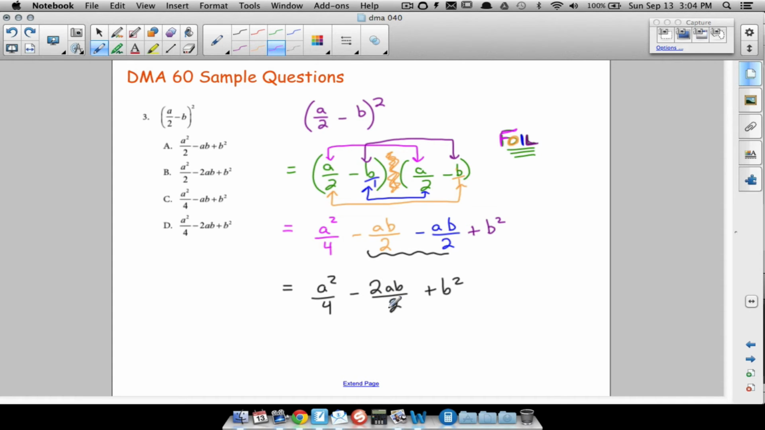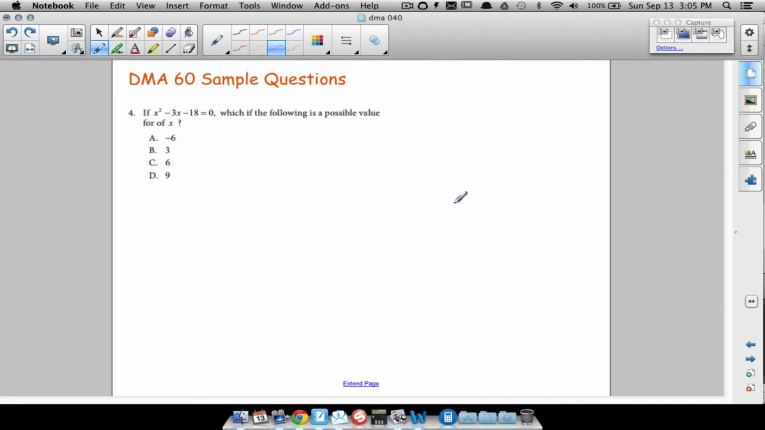And now you may be looking for your answer to match up here, but look at this 2 over 2. We can cancel those out. So we actually do have one more step here. And our final answer will be a squared over 4 minus, we have just ab left. And the reason why is because this is like 2 times something, all divided by 2. We're multiplying by 2 at the top, and we have a 2 at the bottom. There's no need to do that. They cancel out. And then we have plus b squared. So let's see what that matches up with. A squared over 4 minus ab plus b squared. Perfect. So C would be our choice right there.